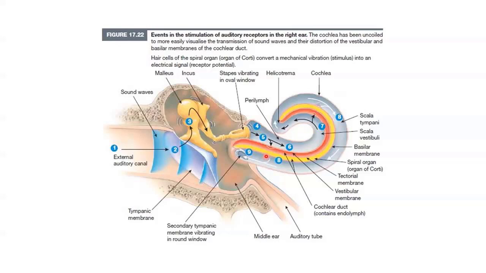Now, our hair cells of the organ of Corti, which is also called the spiral organ and is our specific receptor for hearing, sit along this basilar membrane here.